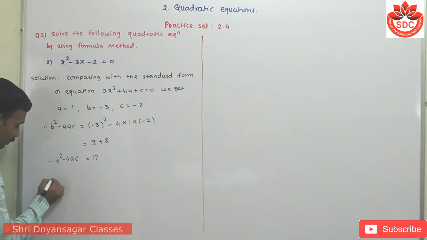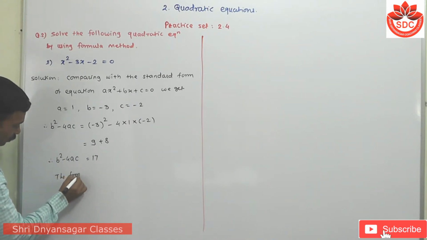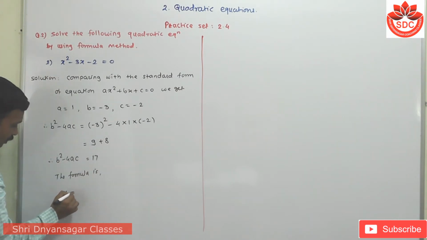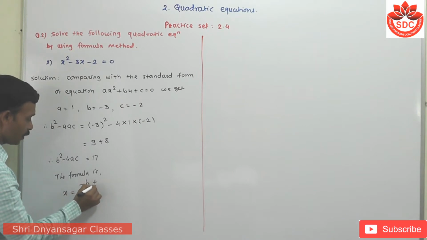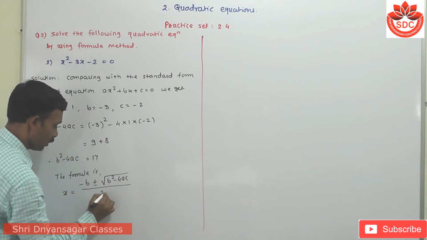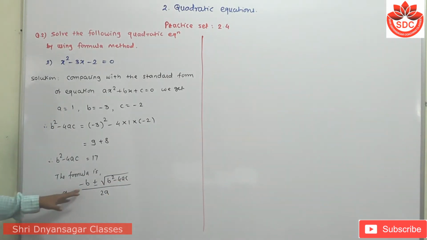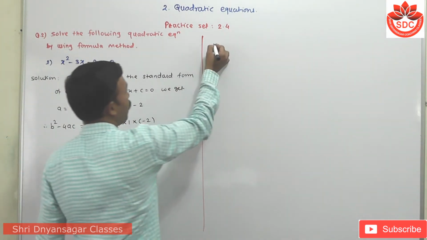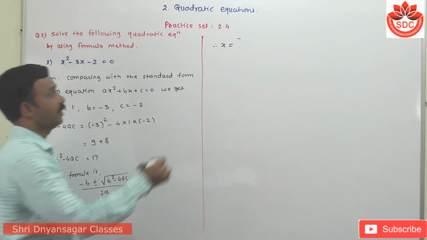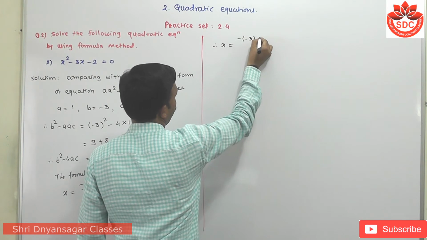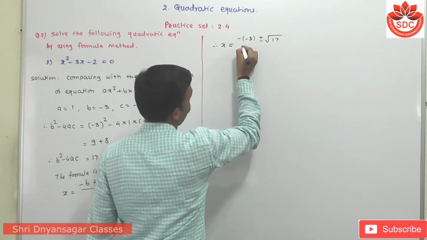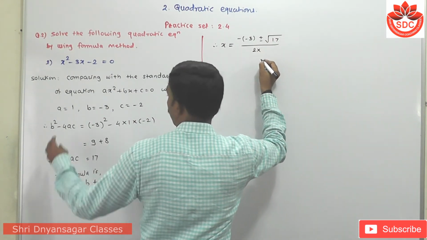The formula is: the variable is x, so I have to write here x is equal to minus b plus minus root of b square minus 4ac upon twice a. We have to substitute all these values here. Therefore x is equal to minus b. b is minus 3, so take again bracket, plus minus root of the value of b square minus 4ac, which is 17, upon 2 into a, a is 1.